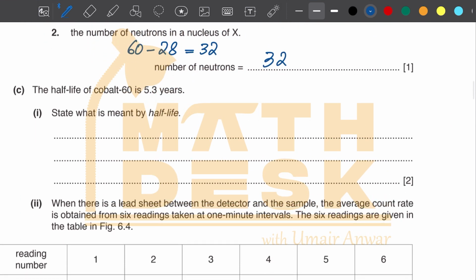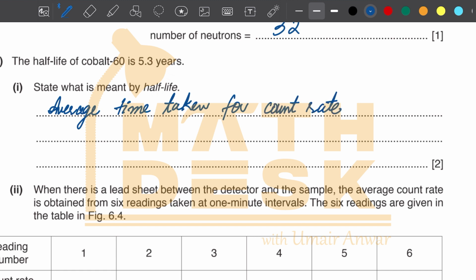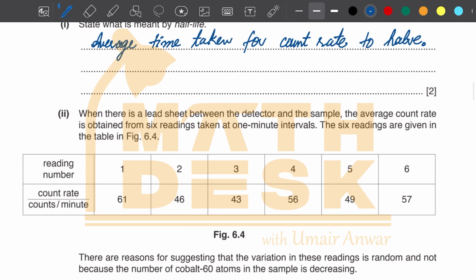The next part says the half-life of cobalt-60 is 5.3 years. State what is meant by half-life. So we have to write a definition over here. We would write: average time taken for the count rate to halve. So the average time taken for the count rate to halve is the half-life of a radioactive substance.